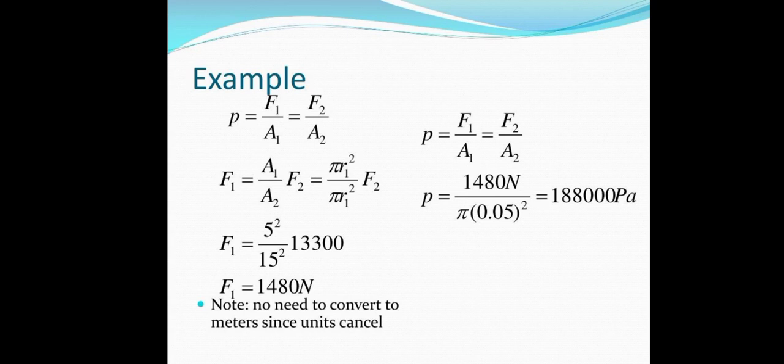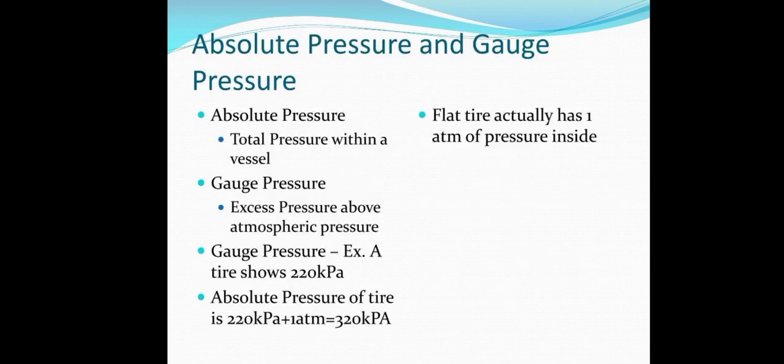We can see the formula. P is equal to F1 by A1 is equal to F2 by A2. F1 is equal to A1 by A2 into F2. A1 by A2 is equal to pi r1 square divided by pi r2 square. Because it is a cylindrical object, the area is pi r square. So, 5 square by 15 square into 13,300. So F1 is equal to 1,480 Newton. Therefore, pressure is equal to 1,88,000 Pascal. Note, no need to convert the units.